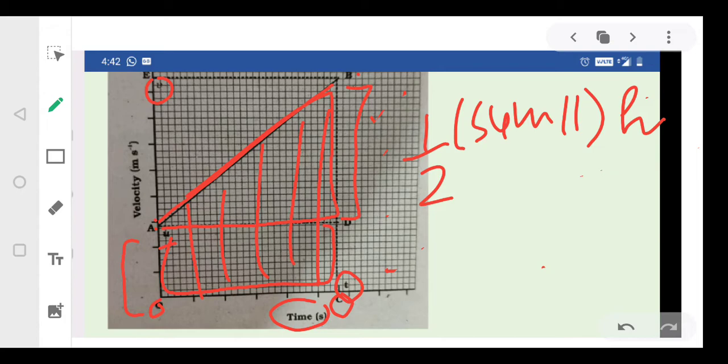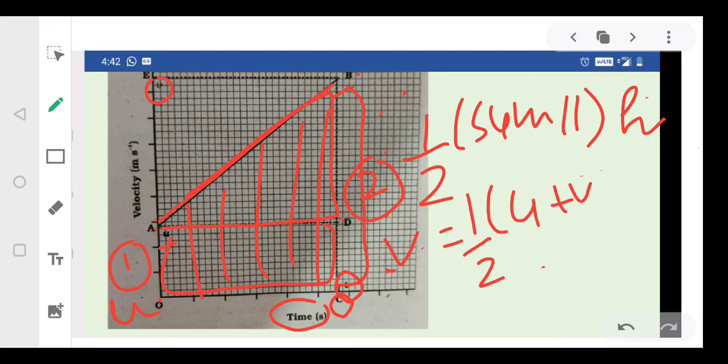Now in this trapezium, what are the parallel sides? These are the two parallel sides, 1 and 2. The first side is equal to U, and the second, this entire thing, is equal to V. So it will be half U plus V. Now what is the height? This thing is the height OC. This height is equal to time T. So area of trapezium is half U plus V into time T.